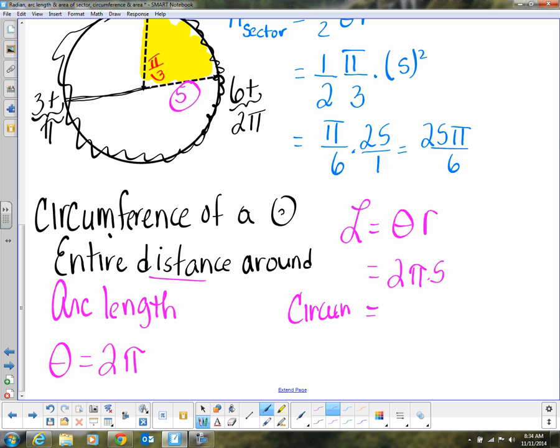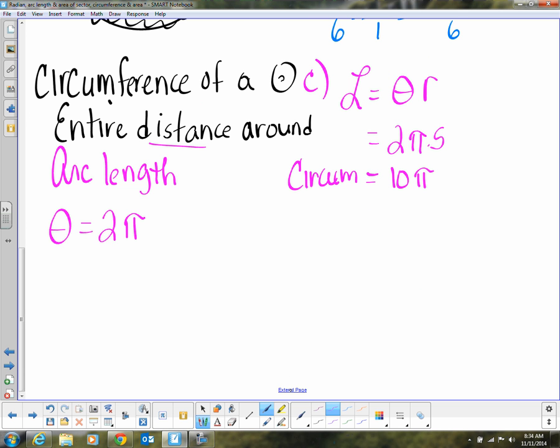10 pi. So when you do part C, we're not working with a portion of the circle anymore. We're working with the whole circle. And any time you're working with a whole circle, what will theta always be? 2 pi. So now let's extend this. And this is what I thought was so beautiful, because this is the first time with the Common Core that we've had to do radian measure at this level.